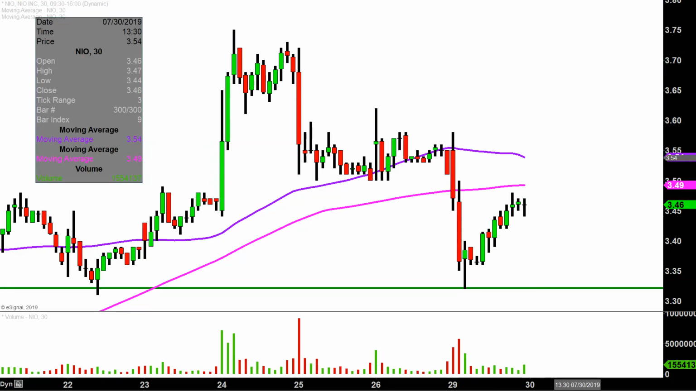We'll see if the bulls can build upon the bounce or not.